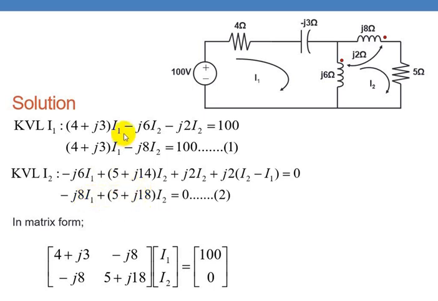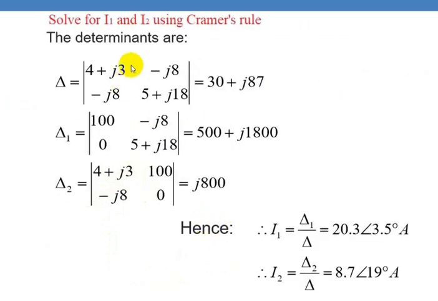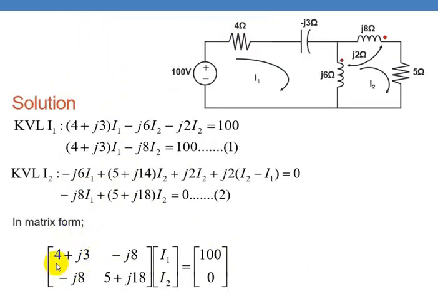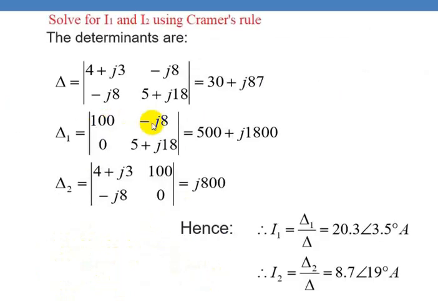Then put these two equations 1 and 2 in matrix form. Then solve for I1, I2 using Cramer's rule, that is the determinant method. So you find delta. Delta is nothing but the determinant of this matrix. Then find del 1. Del 1 is nothing but remove these two elements and replace with these two elements. So find the determinant of that matrix. That will be this. So find del 1.